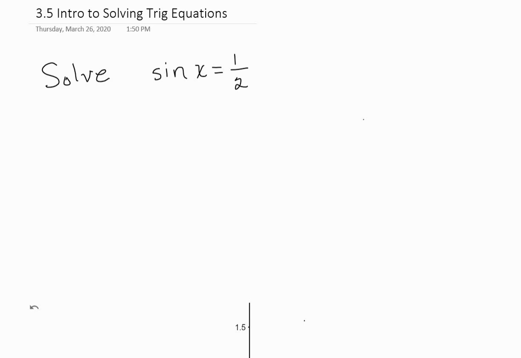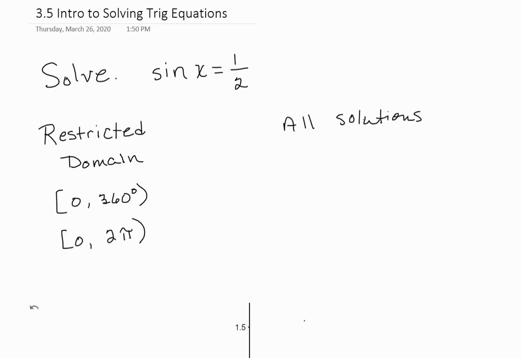But first of all, you need to understand that you are not going to be given directions that just say solve. You're going to be given directions that include one of the two. Okay, we need to solve this equation either on a restricted domain, which in our book is usually from 0 to 360 or 0 to 2 pi, or we're going to be asked to solve this and give all solutions to that equation. So what does that mean graphically?